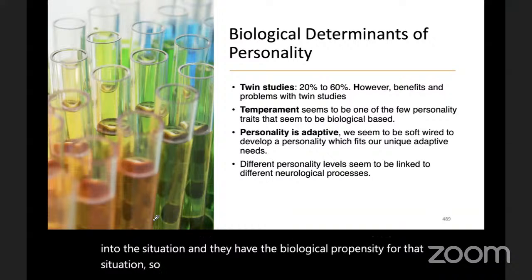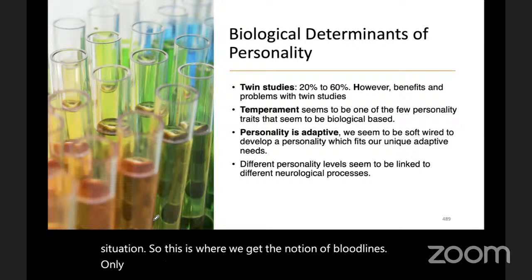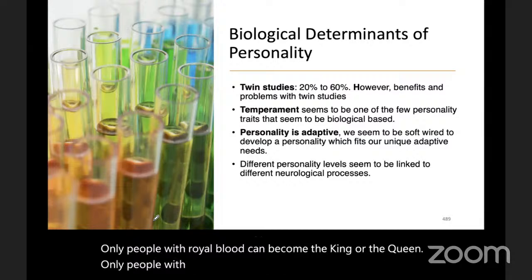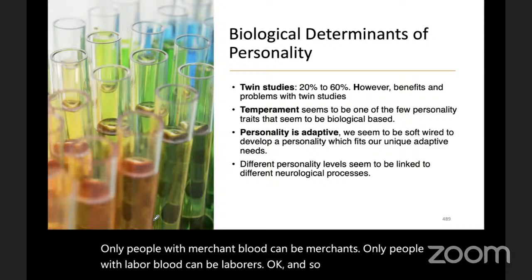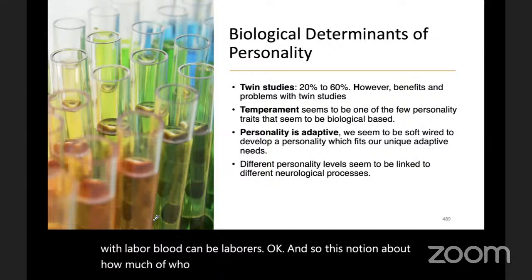So this is where we get the notion of bloodlines. Only people with royal blood can become the king or the queen. Only people with merchant blood can be merchants. Only people with labor blood can be laborers. Okay. And so this notion about how much of who we are has been debated for centuries.